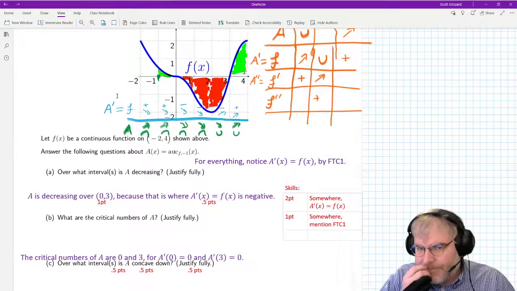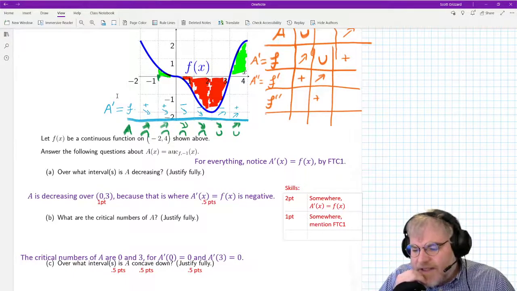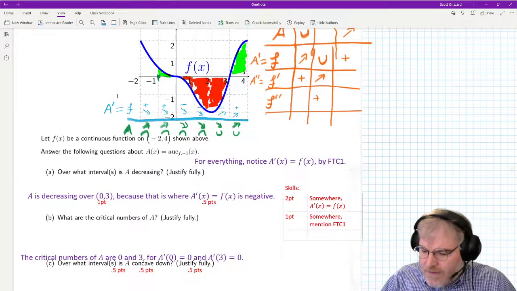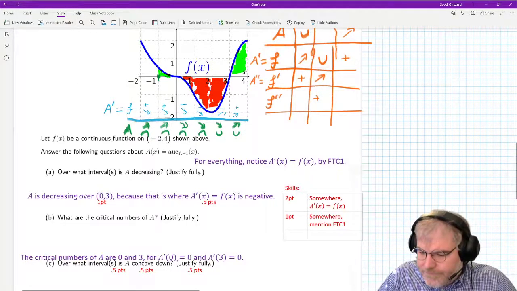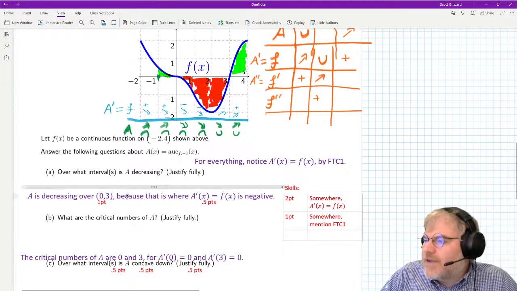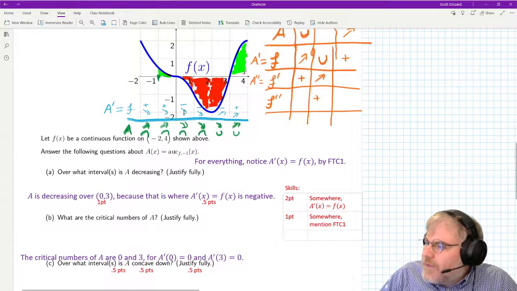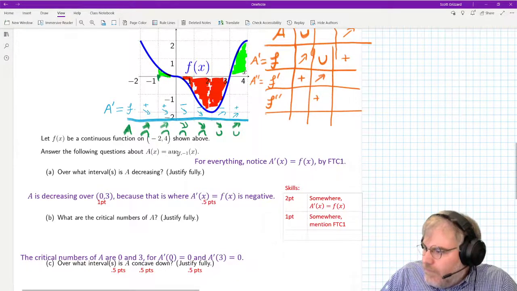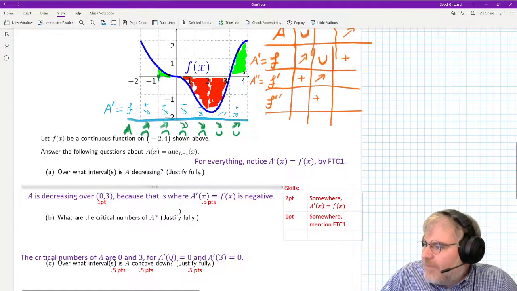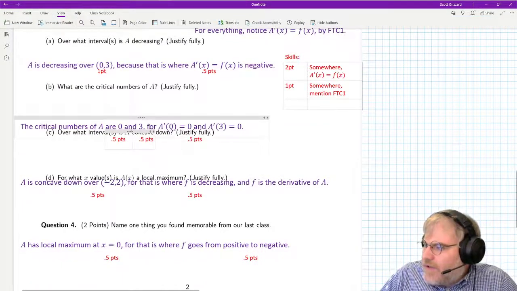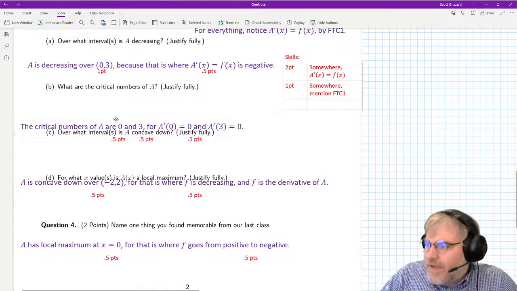FTC1. So I'm decreasing over the interval 0, 3. I'm looking at the points 0, 3, because that's where my derivative is negative, which means my A is decreasing. And then the critical numbers are 0 and 3, because that's where the thing crosses the x-axis. There are no places where it's not defined.